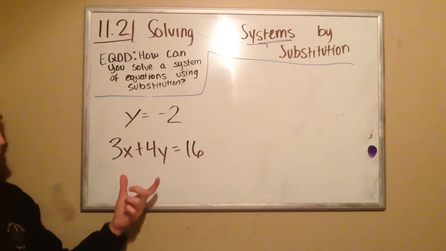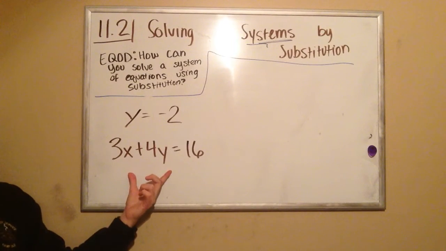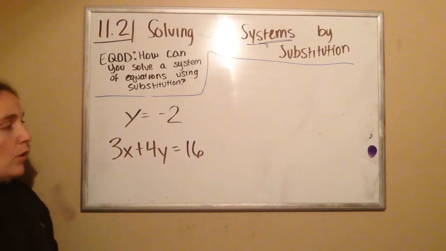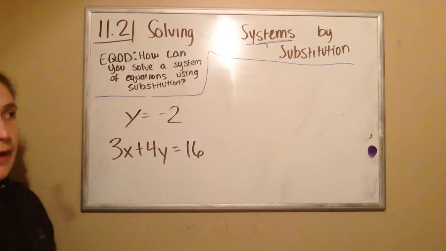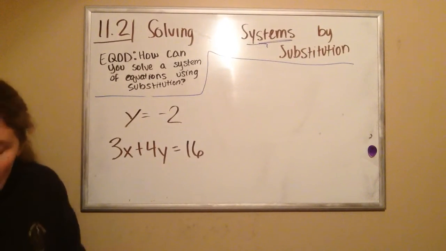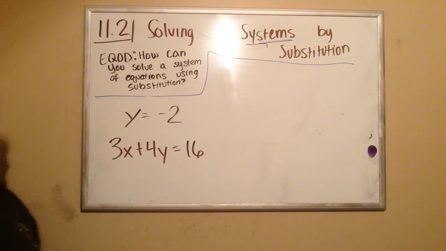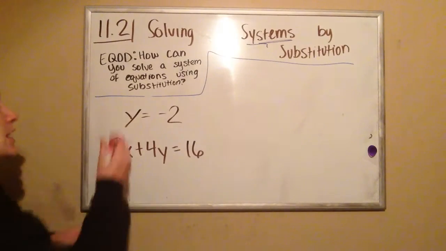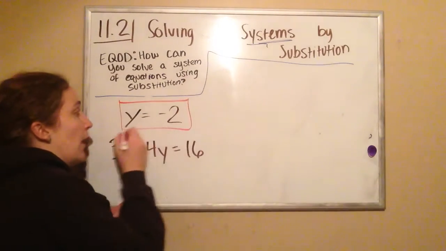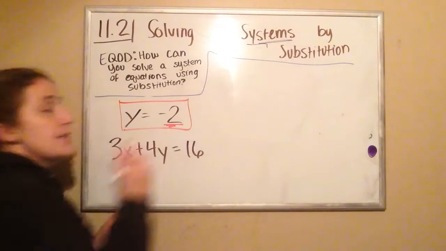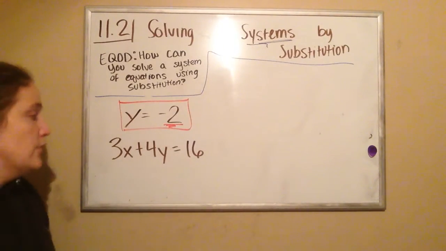Okay, so for this one here, we don't have to change things around right now into y-intercept form. We don't have to. You can. You're not going to hurt anything if you do, but you don't have to. So what we need to look at is it tells us y equals -2. It tells us that right there. Let's use that to our advantage.